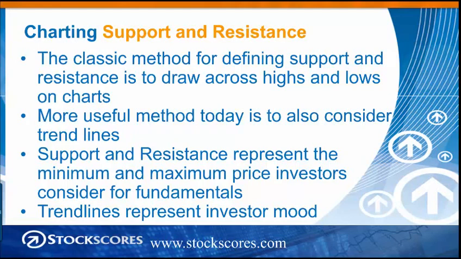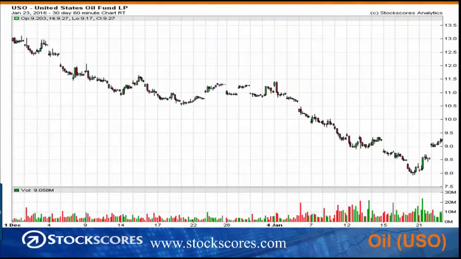Support and resistance really represent the sort of minimum and maximum price that investors will pay or accept for the fundamentals of the business at any one time. And I would say that trend lines sort of take that concept one step further and add in the emotion, in that trend lines represent the investor mood of the market, the psychology. Is the market optimistic or pessimistic?